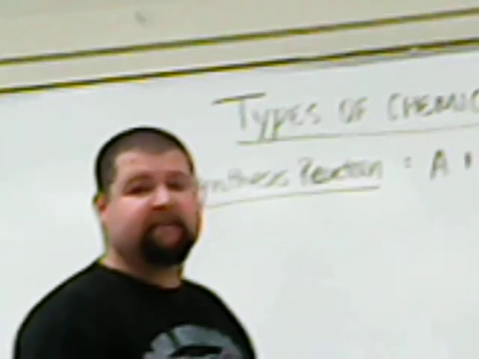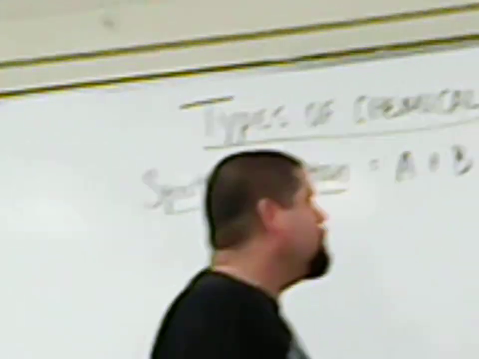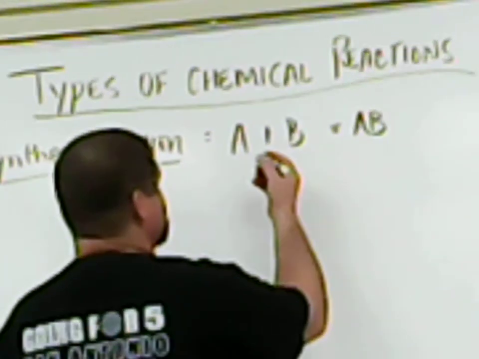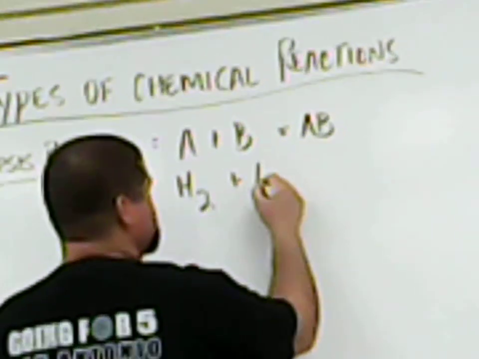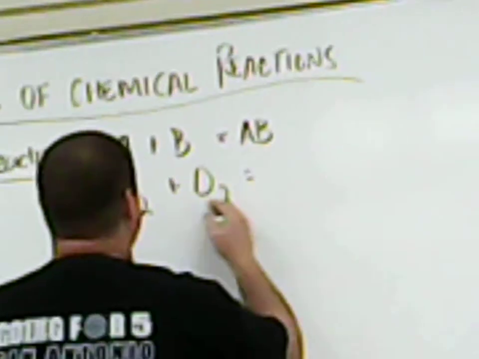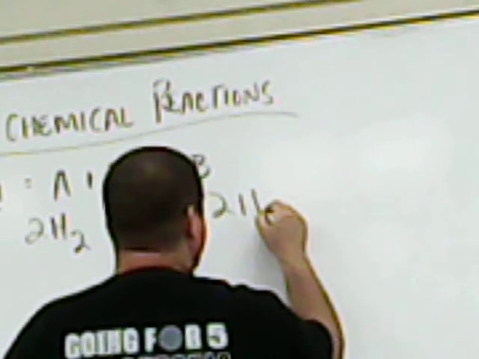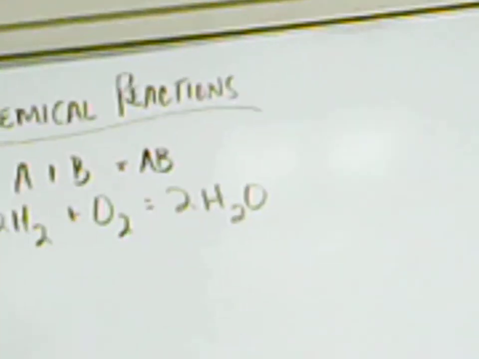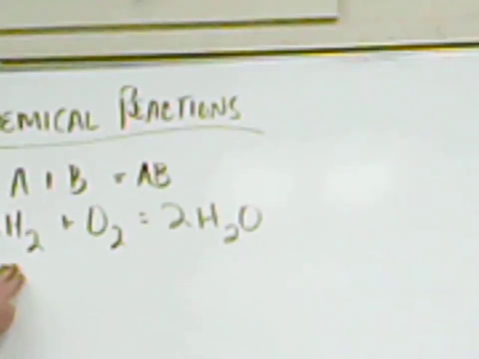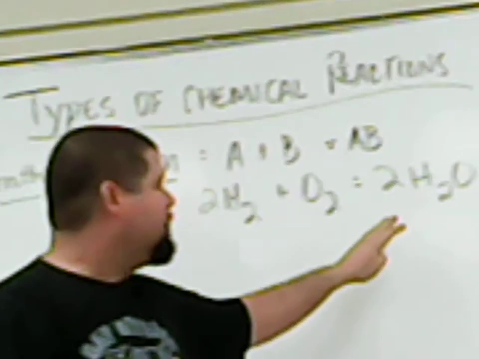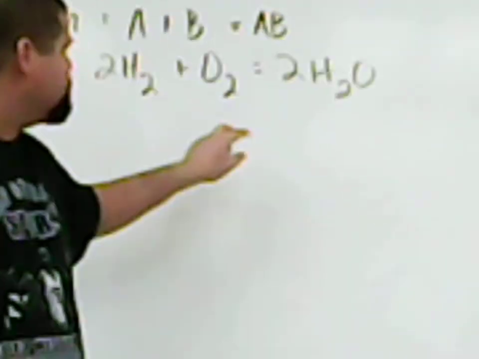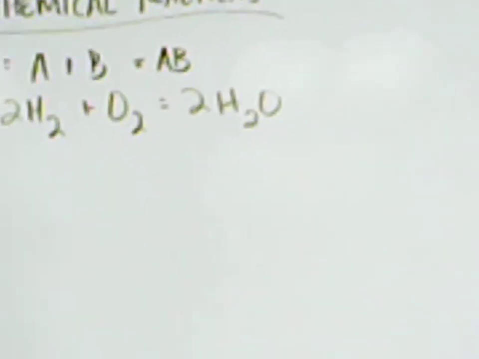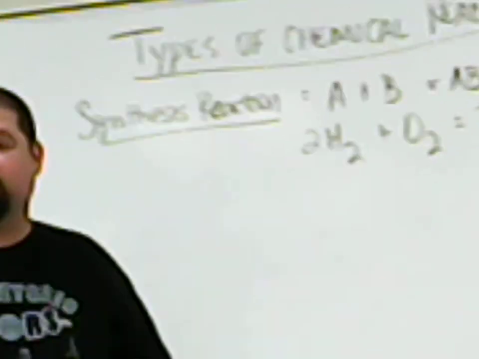A type of synthesis reaction that we would normally see in nature would be something like hydrogen gas and oxygen gas coming together to make water. You'll notice that this equation is balanced. We have four hydrogens and two oxygens and two oxygens. And so that would be a synthesis reaction.